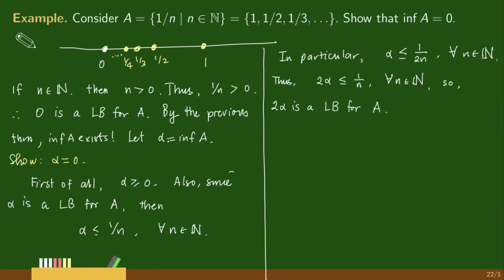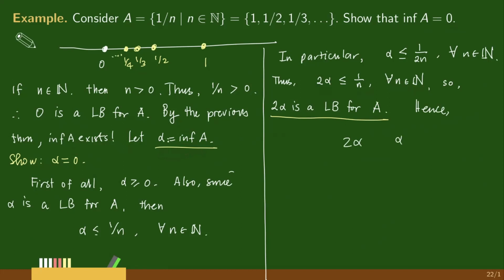Kasi dinodominate ulit yung 2 alpha ng lahat ng 1 over n. So 2 alpha is a lower bound for A. Okay, ito na. Kung 2 alpha is a lower bound for A, and si alpha is the greatest lower bound, so i-underline ko yung dalawang to. Anong relationship ng alpha at 2 alpha? Anong relationship nila?